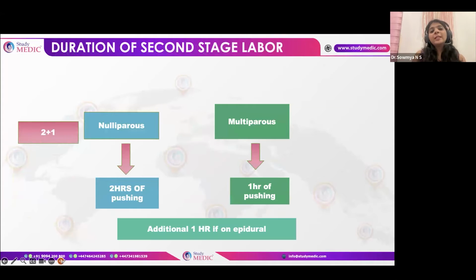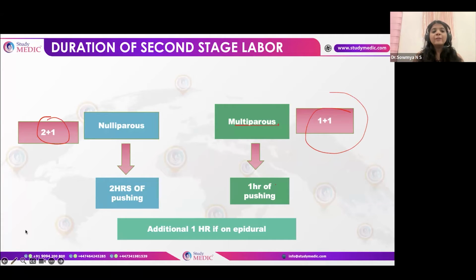Now, a couple of things. One is, what is the second stage of labor? We spoke about first stage, now the second stage. Second stage is from fully dilated till the baby is delivered. For a primigravida or a nulliparous, the maximum is 2 hours of active and passive pushing, and the baby has to be out if they are not on epidural. For multiparous, it is 1 hour of pushing. However, if somebody is on epidural, you have to add 1 hour. No analgesia, 2 hours and 1 hour. With analgesia, that is epidural, 2 plus 1 and 1 plus 1.